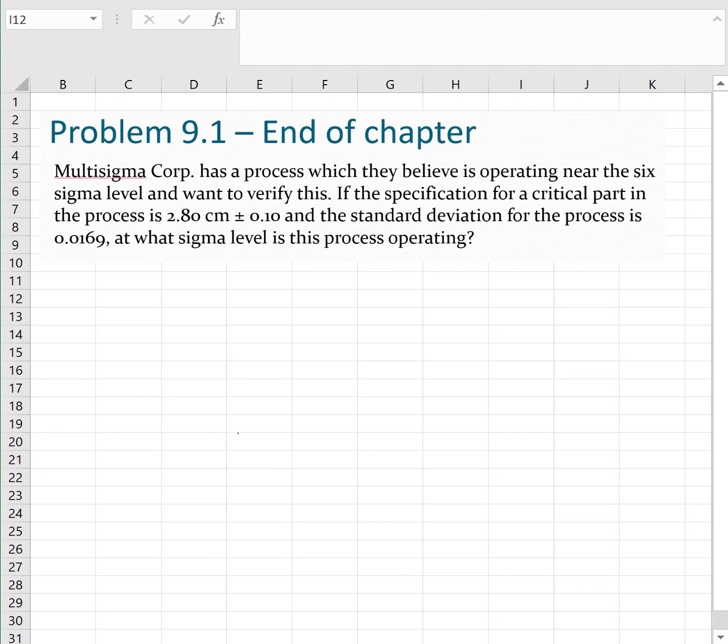So in this case we have the tolerance range, or I should say, it's 2.7 to 2.9.